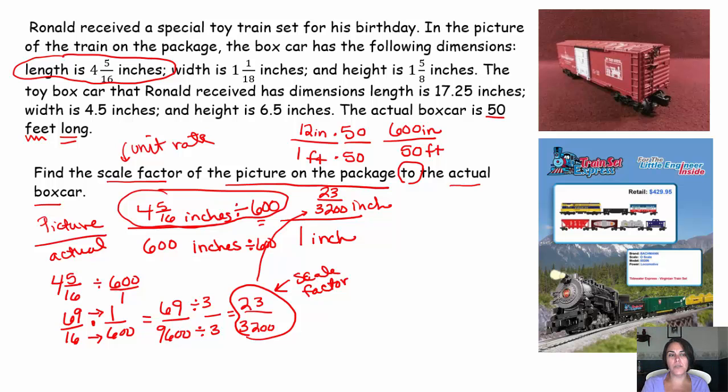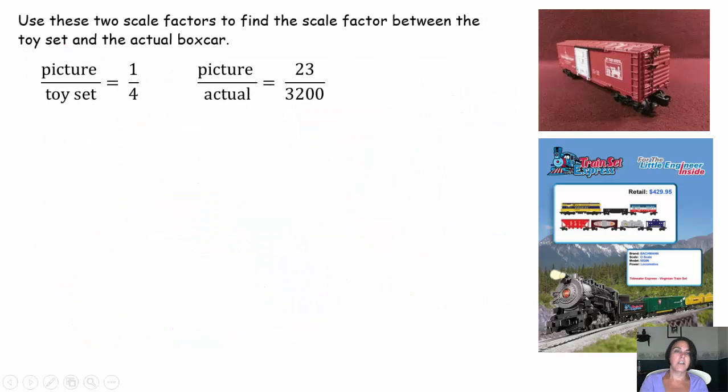And also, I just want to remind you what scale factor means. That means that if we took the actual length of our boxcar, or width or height, and we multiplied that by 23 over 3,200, we would get the picture on the box. It also means if we took our picture on our box and divided by 23 out of 3,200, which you could think of as multiplying by 3,200 over 23, you could come up with the actual. All right.